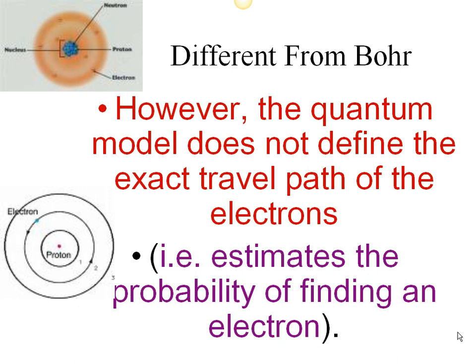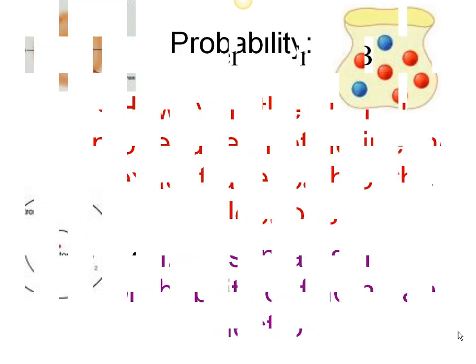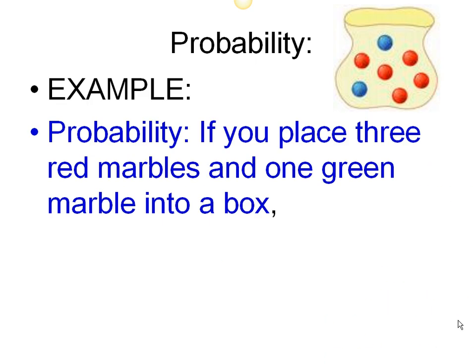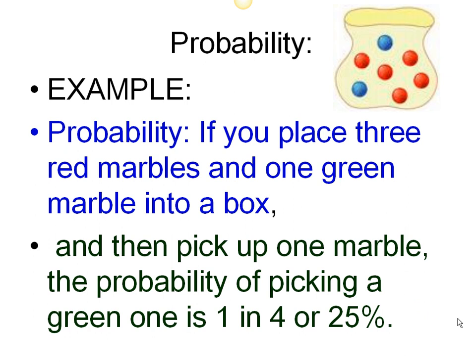For example, it estimates the probability of finding an electron. That's what Schrödinger's equation talks about in the quantum mechanic model. Probability plays a big part in the quantum mechanic model. For example, if you place 3 red marbles and 1 green marble into a box and then pick up 1 marble, the probability of picking up a green one is 1 in 4, or 25% probability.